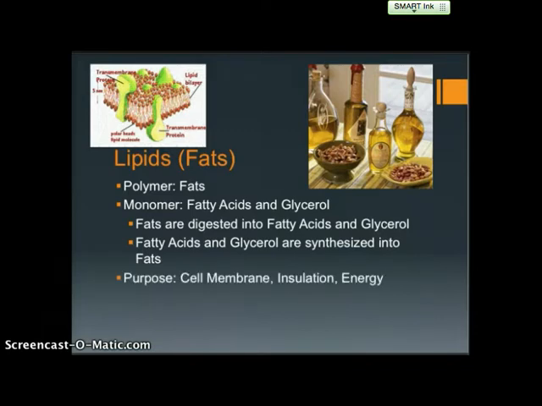The purpose of fats in the body include your cell membrane or plasma membrane, insulation in the body, as well as fats can be used for energy. Some food sources of fats include oil and butter.